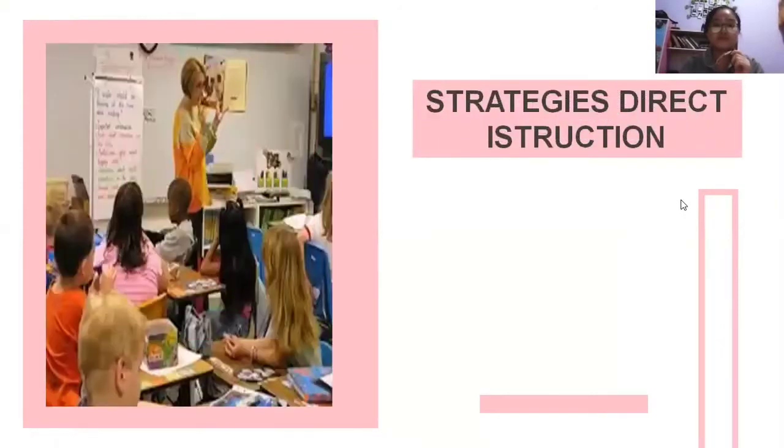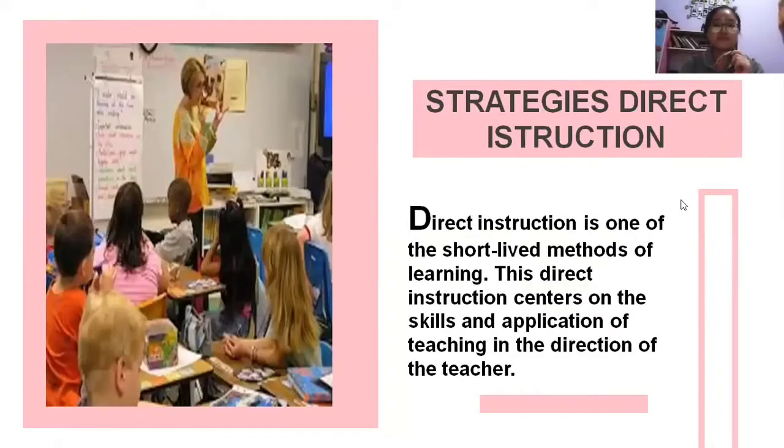So I will continue with the presentation. The first is direct instruction. According to Carnin 2000, direct instruction is one of the short-lived methods of learning. This direct instruction centers on the skills and application of teaching in direction of the teacher. Whereas, according to Carnin 2003, direct instruction is the same thing as explicit teaching. This approach is believed to be applied by teachers to maintain consistently the basic skill that students must do, student participation, providing feedback, and also the opportunity to try.